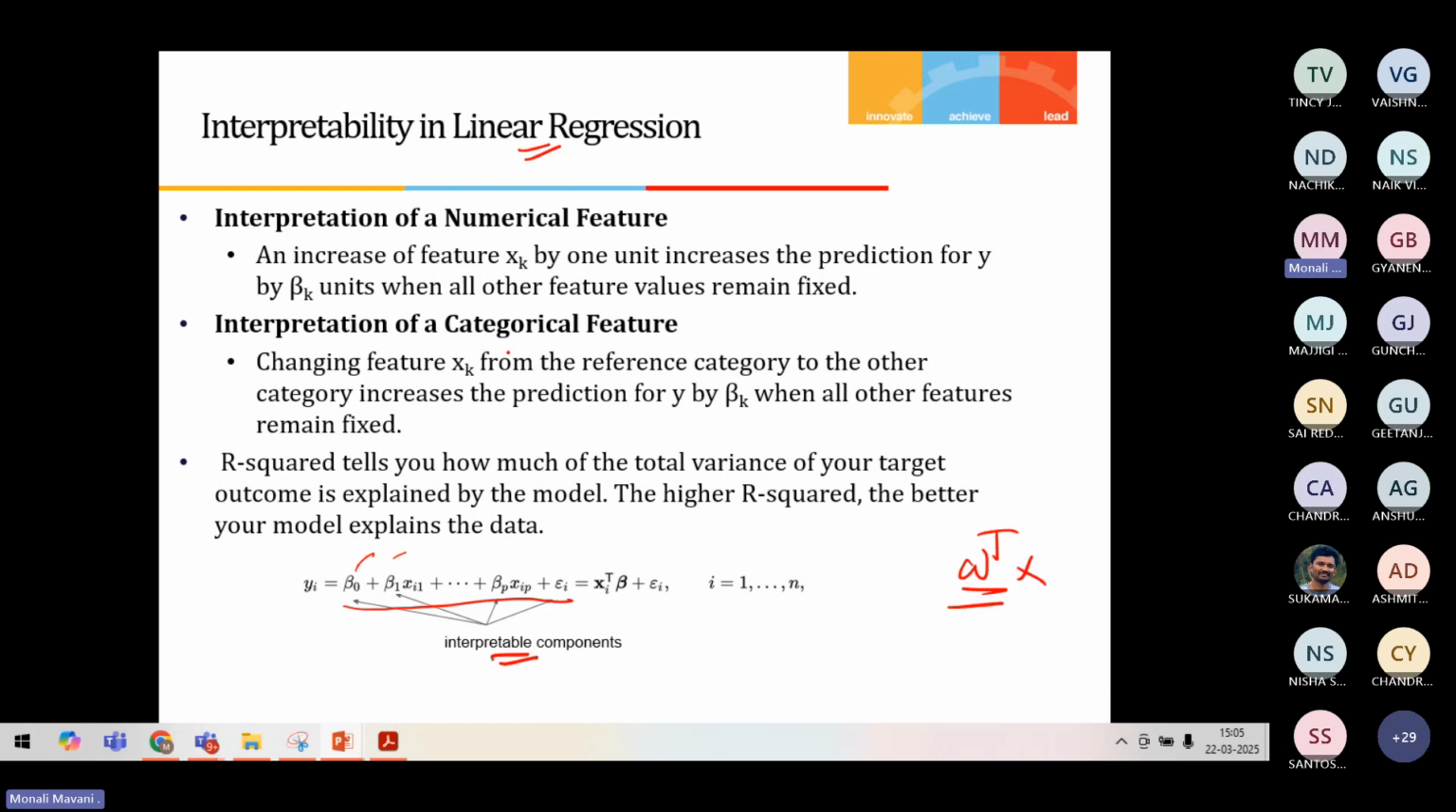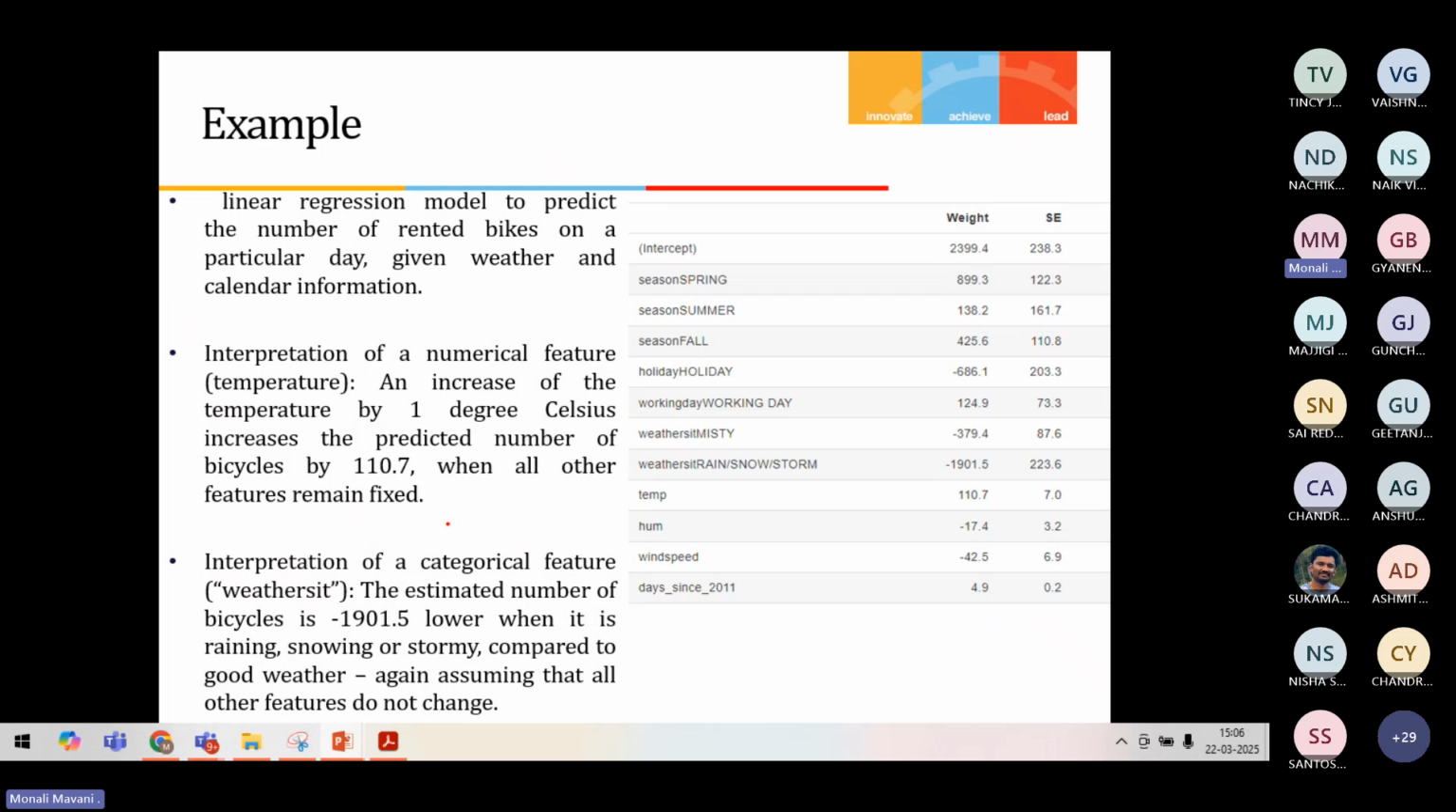So what is interpretability? Suppose our feature is a numerical feature, say, for example, number of bedrooms or the area in square foot, and we have a housing price prediction problem. If the numerical feature increases by 1 unit, then the prediction of the target will increase by your weight units. Similarly, if a categorical feature changes the category, then the output will increase by the corresponding weight for that feature.